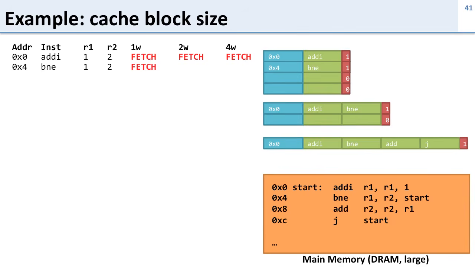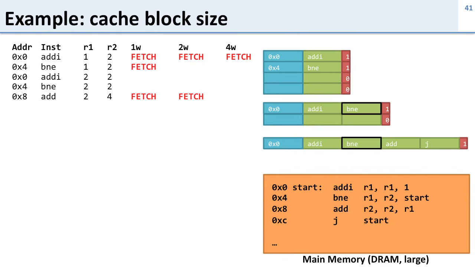Now when we go ahead and execute the next instruction, the 1 word per block cache is going to have to fetch again because it doesn't have the instruction in the cache. But both of the other caches already have that instruction, so they don't need to do a fetch. For the next instruction, we go back to add I, and all of the caches have that. And then we go to branch not equal, and again, all of the caches have it.